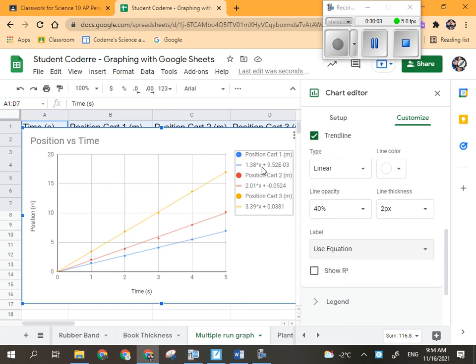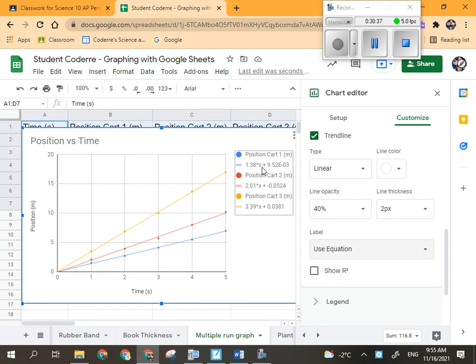Now, on this particular graph, it's showing me how far each car goes as a function of time. So, the steepest line is the fastest or slowest car? Fastest. It covers the most distance in the same amount of time. That means this number here, m, the slope, is actually the speed. Okay? It's telling me how many meters it goes every second.